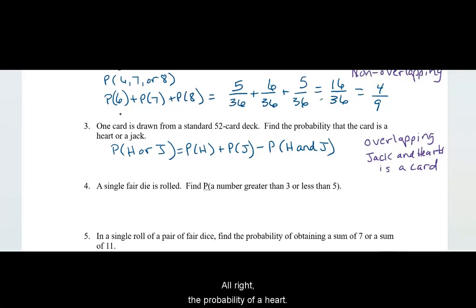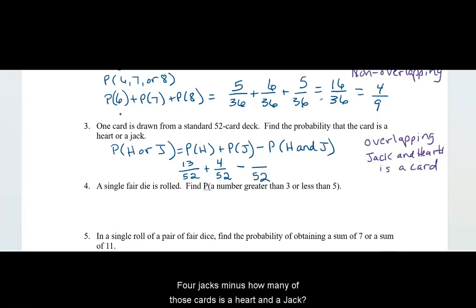All right, the probability of a heart. Remember, there are 13 hearts, 13 of every suit. 4 jacks minus how many of those cards is a heart and a jack? Well, it's just the one card, the Jack of Hearts. One card. Now, why do we do this? Look in here. 13 hearts. One of those is the Jack of Hearts. 4 jacks. One of those is the Jack of Hearts. You have it down here twice because of those two probabilities. That's why we subtract it, so that we're not counting it more than once.